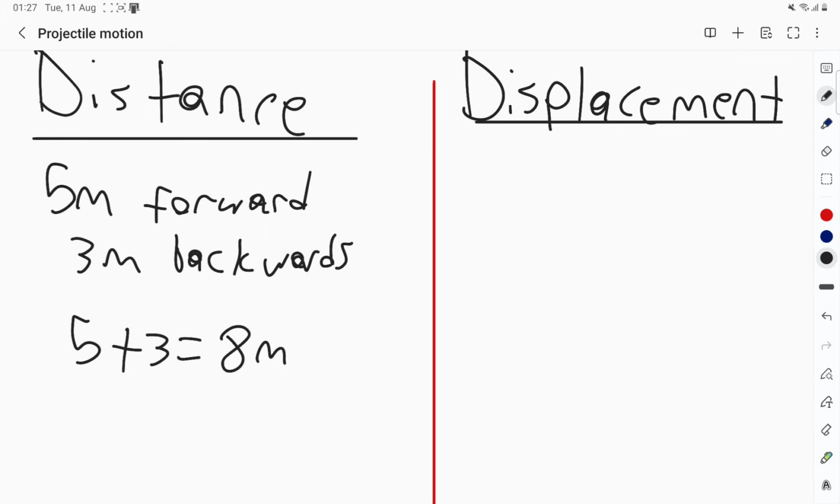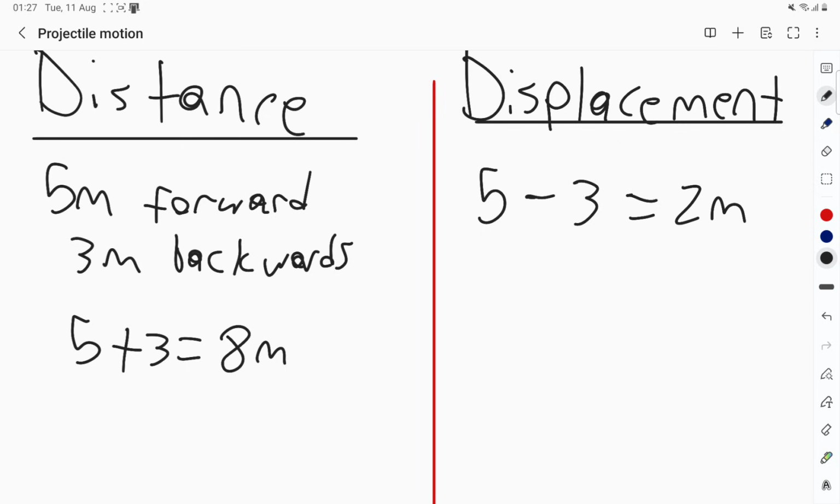So now displacement is the change in your position from where you started to where you finished. So displacement cares about direction. For example, with the same example, you walked 5 meters forward, 3 meters backwards. Taking forward as positive, this is going to be positive 5 plus negative 3, which means 2 meters. So in terms of direction, your distance is 8 meters, you've traveled 8 meters, but your displacement is 2 meters. So this is your final position.